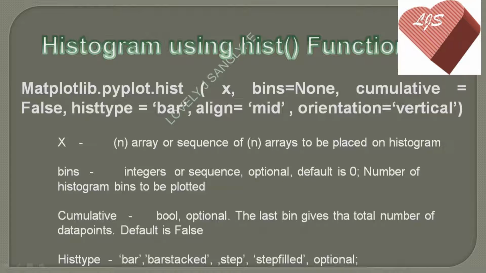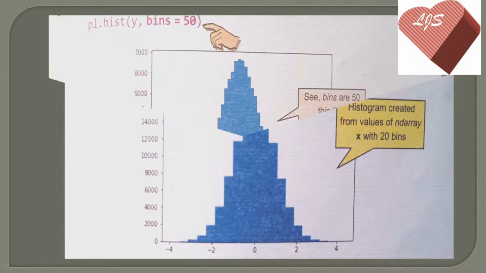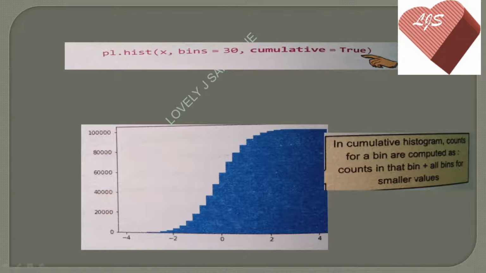Now let me demonstrate how to plot histograms from an ND array with 20 bins. To specify the bins, the bins argument of the hist function is used. Here you can see bins is equal to 20. To plot a histogram from an ND array of Y with 50 bins, we can use bins equal to 50. And for cumulative, we can specify cumulative equal to true.